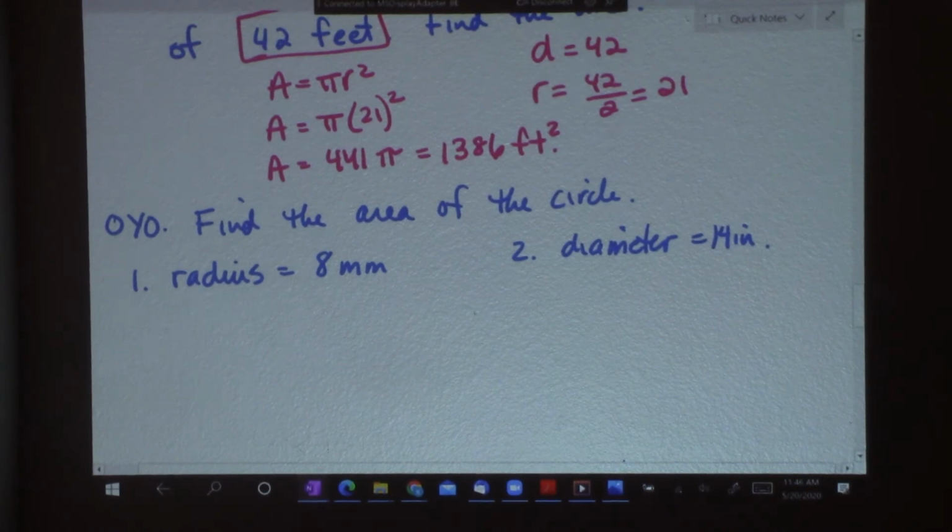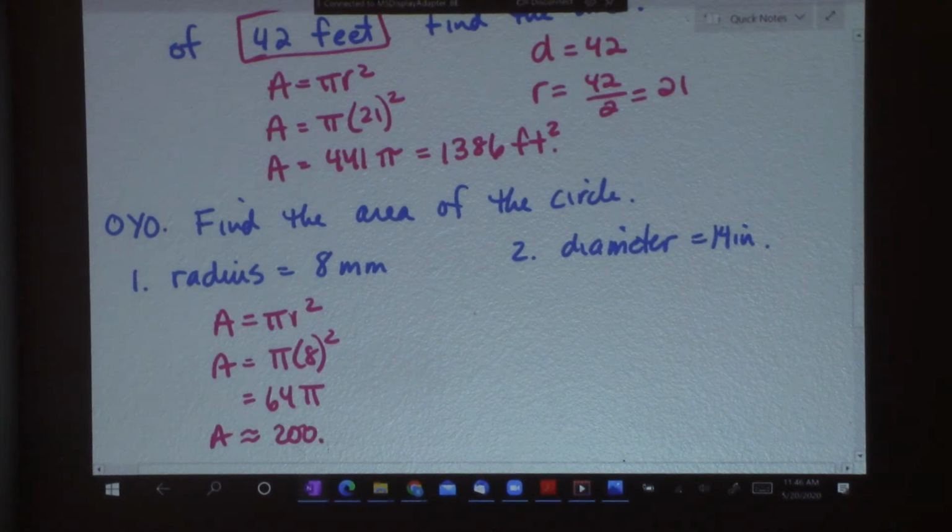All right, so let's do this. I've got the area is pi r squared. So I'm going to show my work by putting the 8 in. And then I get 64 pi, and if I multiply that, I get about 200.96 millimeters squared, okay?